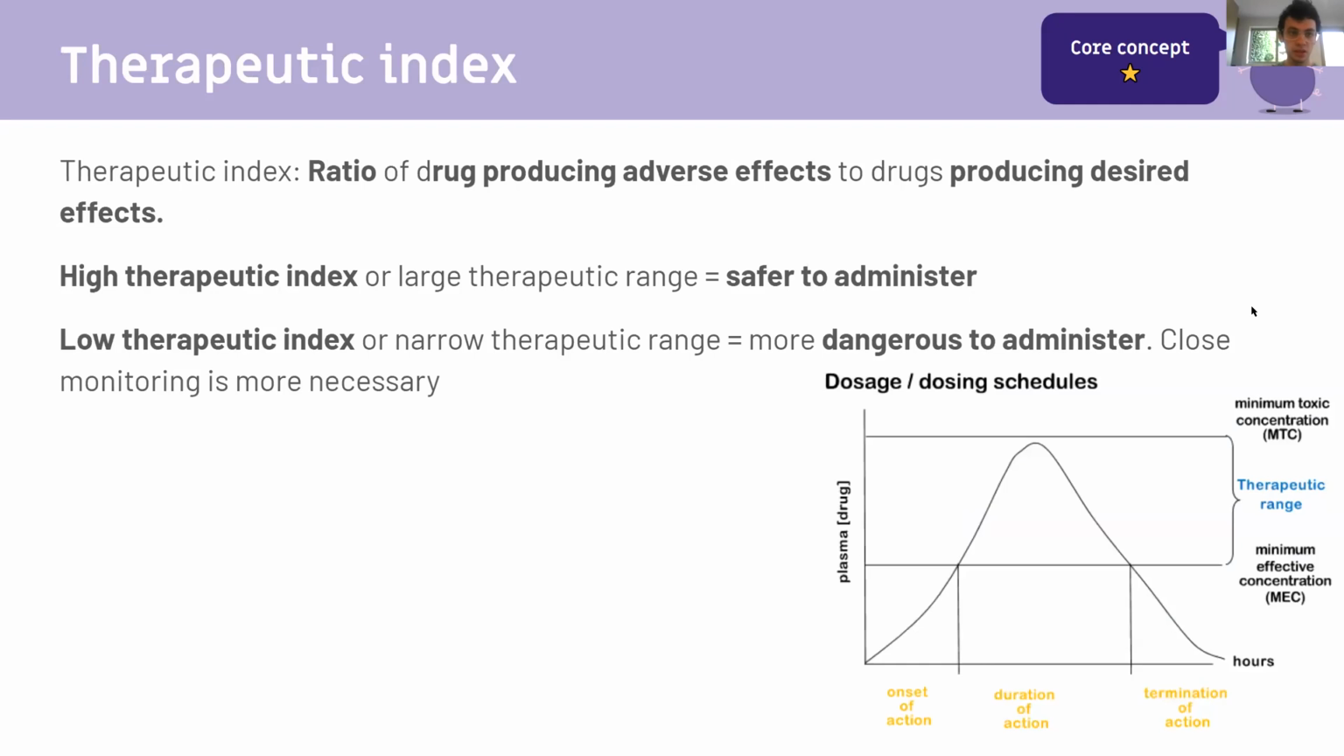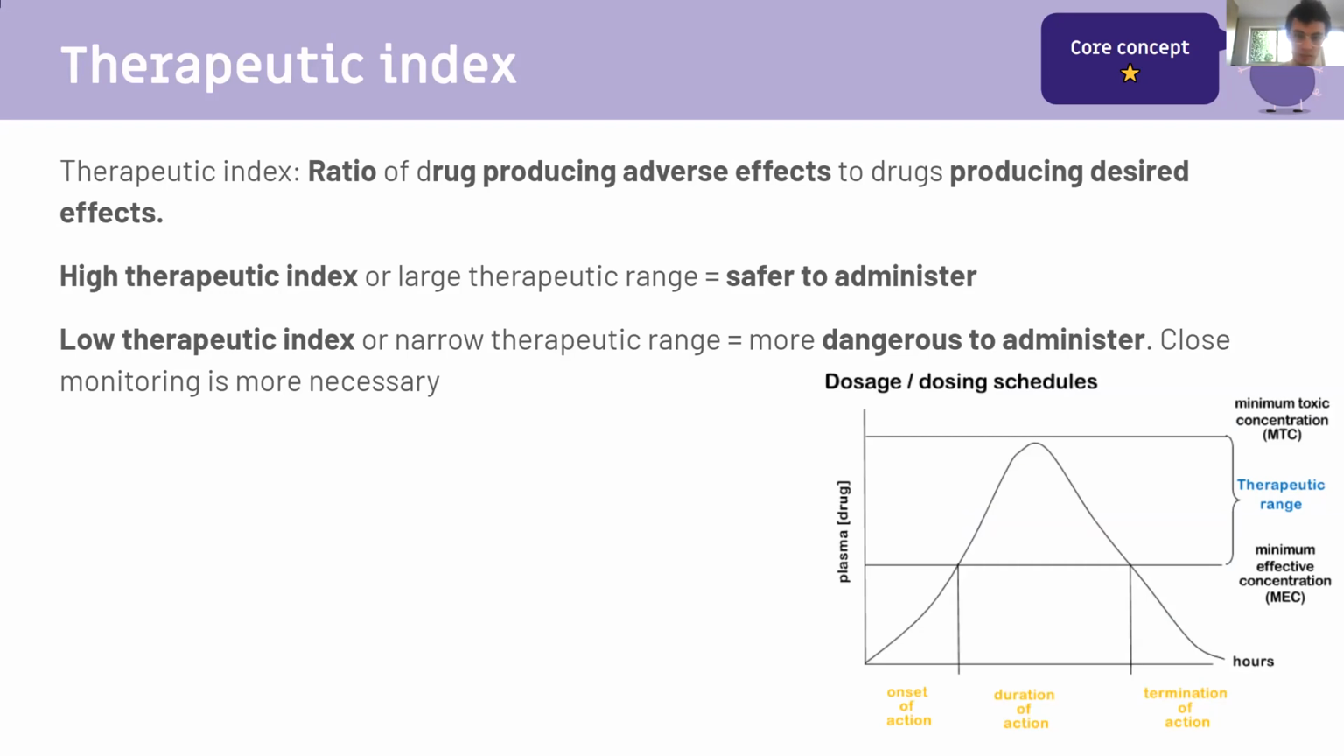Next slide, please. Therapeutic index, you just need to know that word. It's the ratio of a drug producing adverse effect to the drug producing desired effects. The higher the therapeutic index, the safer it is to administer. The higher the therapeutic index, basically the bigger this range is. So this is the minimum effective concentration, the concentration you need for the drug to essentially work, which has significant clinical physiological effects. And above this line, it's toxic.